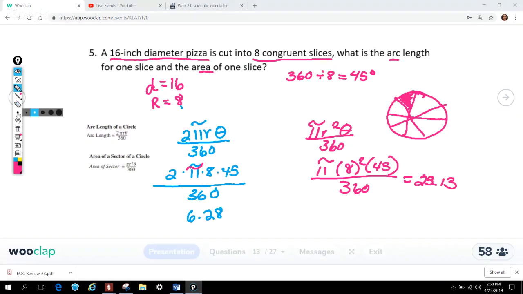The arc length is the crust of the pizza. Arc length is this one. Area of a sector is that one.